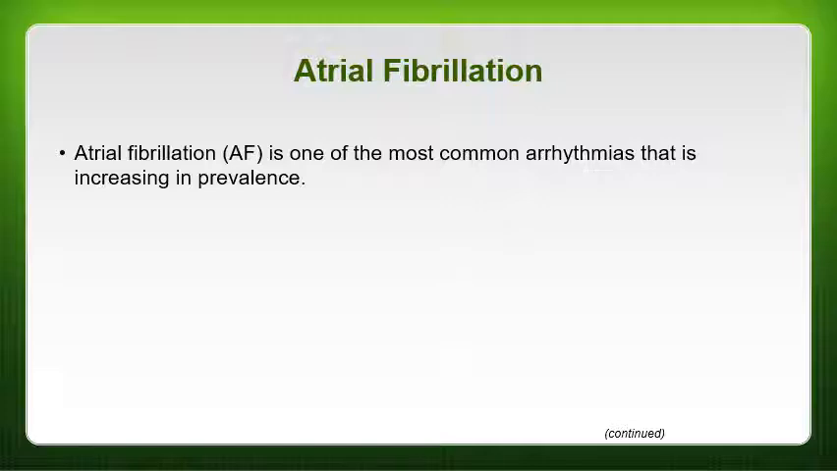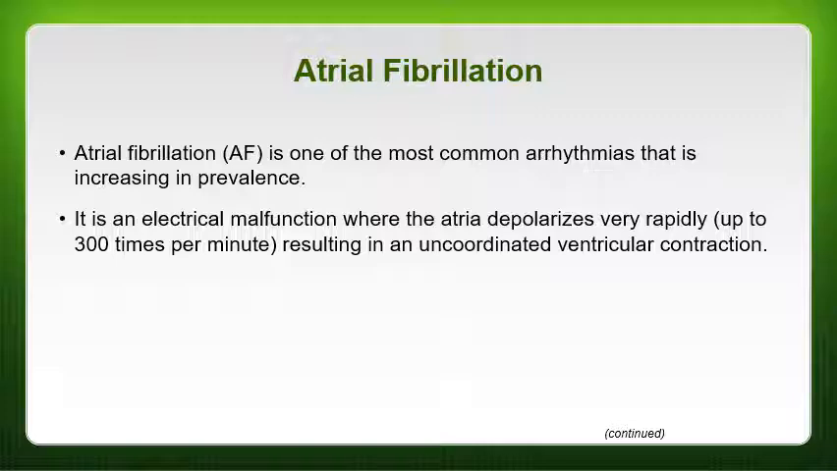In the case of atrial fibrillation, that's going to be your most common arrhythmia. There are a couple others that an individual could have, but that one is just the most common. Atrial fibrillation is an electrical malfunction where the atria depolarizes very rapidly, and that results in an uncoordinated ventricular contraction. Remember that internal electrical conduction system that the heart has to function in a very coordinated fashion to consistently pump the blood throughout the body.